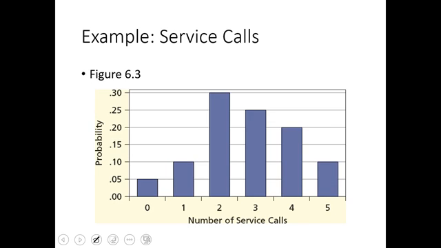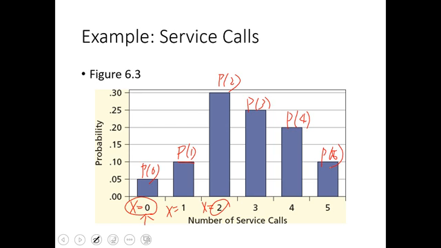So here, the random variable X is 0, then the probability of 0 is here. The random variable is 1, then the probability of 1 is 10%. The random variable has value 2, then the probability of 2 is 30%. The probability of 3 is 25%, and then the probability of 4 and the probability of 5. So this graph is the distribution.